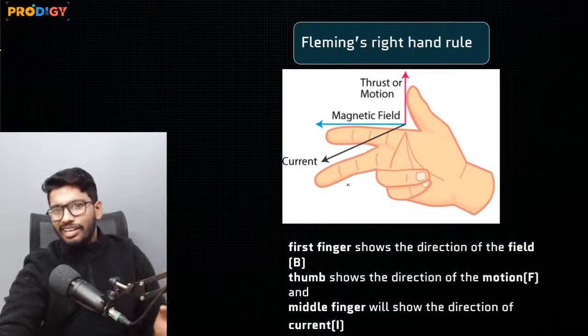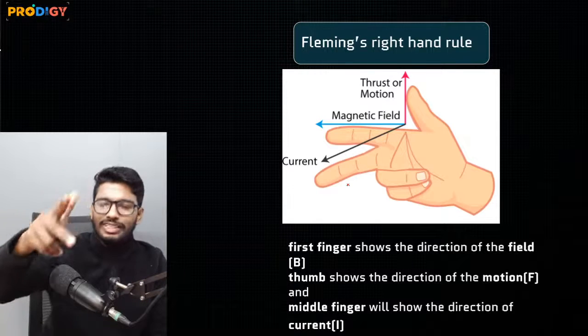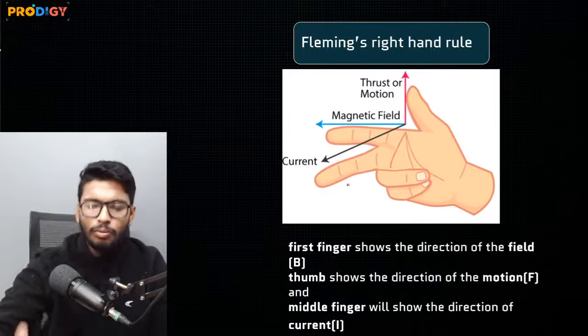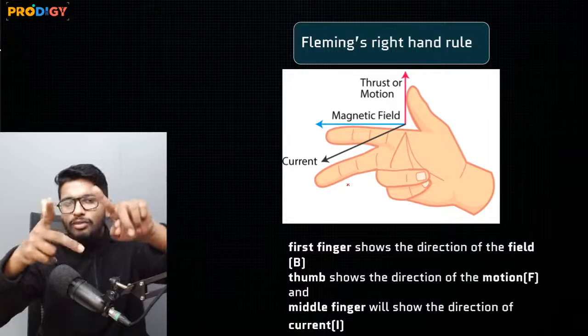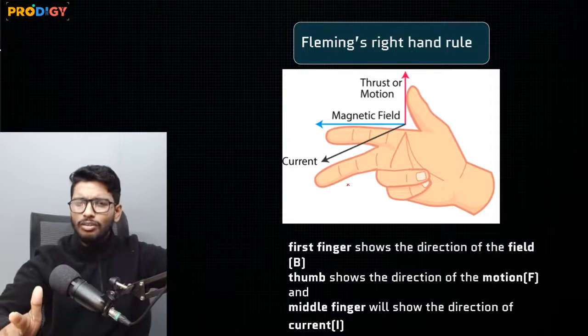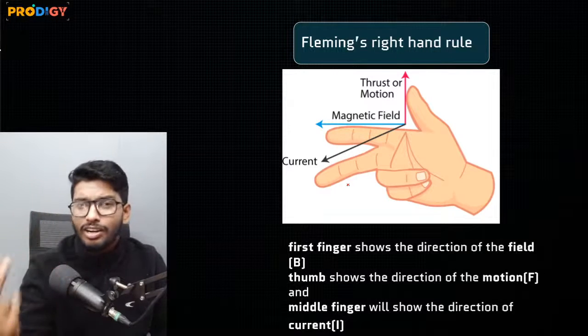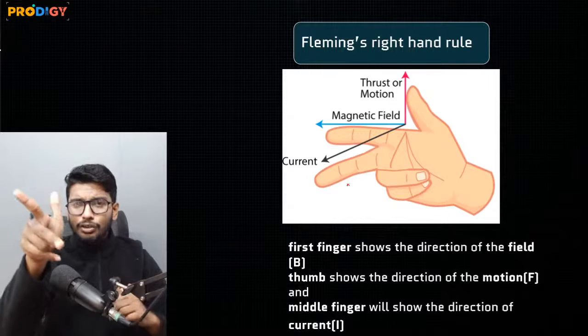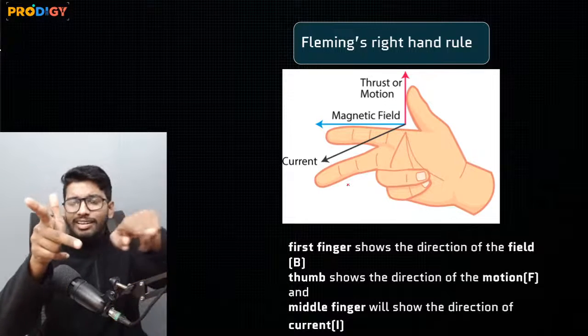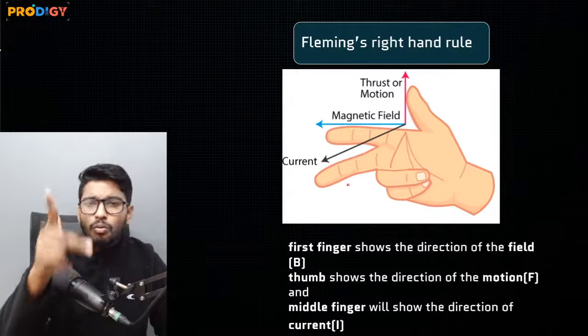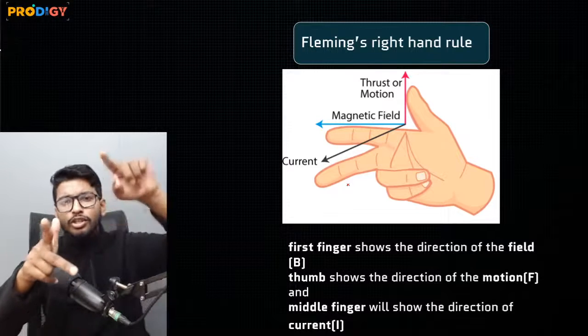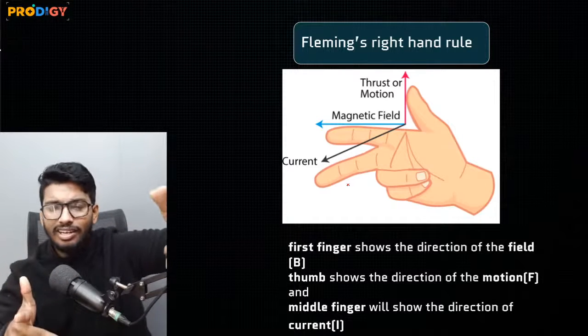If you want to find out the direction, this is what you have to do. According to Fleming's right hand rule, you have your thumb, index finger, and middle finger, just like your left hand rule, but here you're going to be using your right hand. All of them are perpendicular to each other, at 90 degrees to each other.